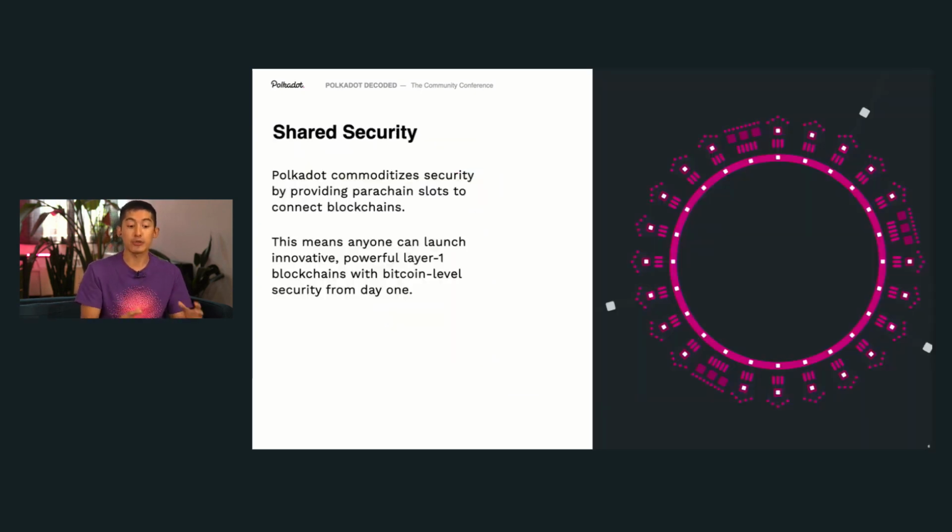Polkadot solves the resource problem by providing shared security to all the parachains. So Polkadot itself will incentivize and collect validators who will be assigned to different parachains and validate their state transitions. This means that when you join the Polkadot network, we basically provide to you Bitcoin-level security for your chain at basically no additional cost.